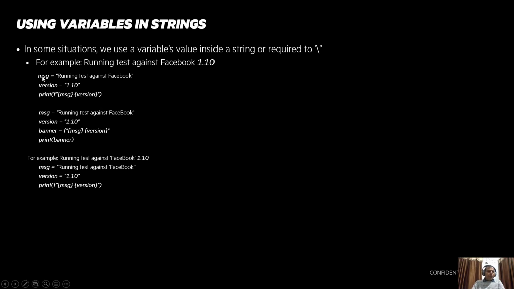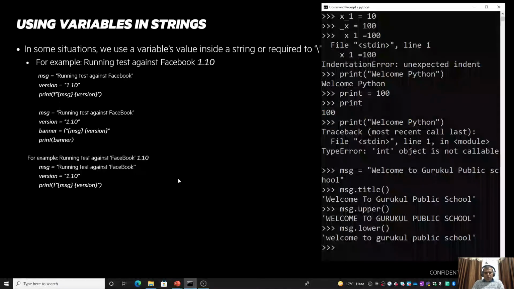So what we are doing here, we have a message which will be static, and we have a version which will be changing. So we want to combine them. We can use print and then the messages, do the concatenation and then print them. But somehow we have to find a way to use the message and the version together. Let's take a quick look.